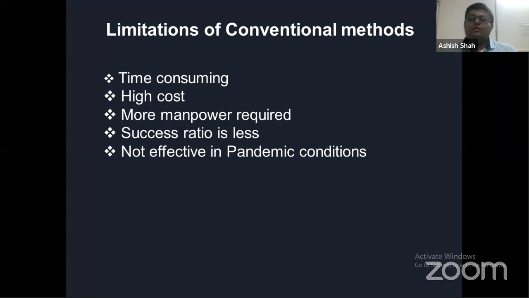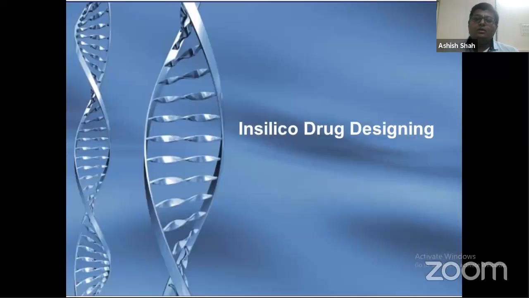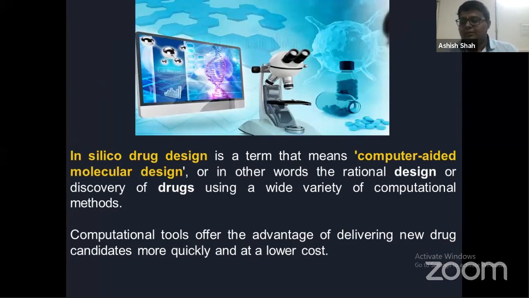So for rapid discovery of a molecule with effective therapy, you may switch over to an approach known as rational drug design. One part of rational drug design is in silico drug design. Now, in silico refers to the silicon chip, as computers generally contain silicon chips. So if you are designing something using computational methods, then it is known as in silico drug design.